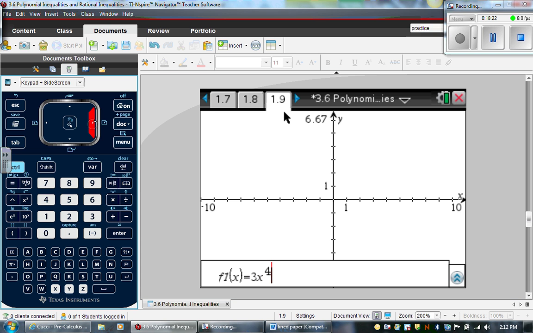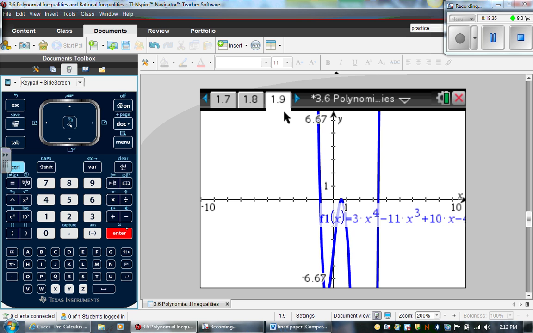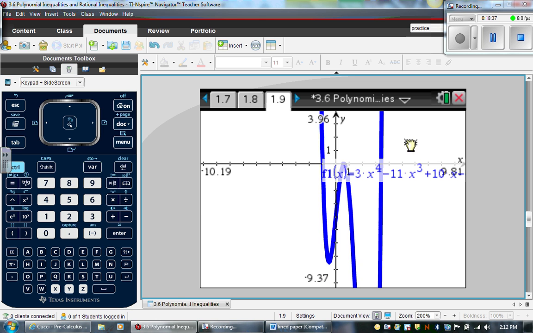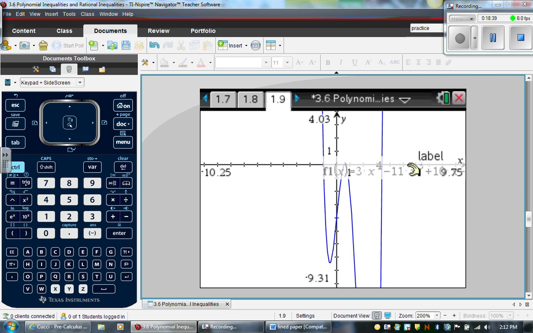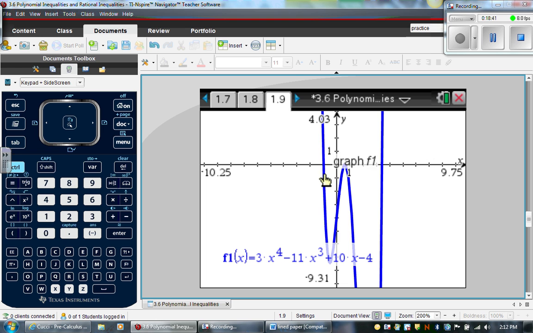x to the 4th minus 11x cubed plus 10x minus 4. So here's our function. So our possible zeros, right? Let's get this out of the way. It's hard to see. So maybe -1. That looks pretty spot on. Maybe a half, and then maybe 1, 2, 3, 4.5. So -1 we're going to start with.